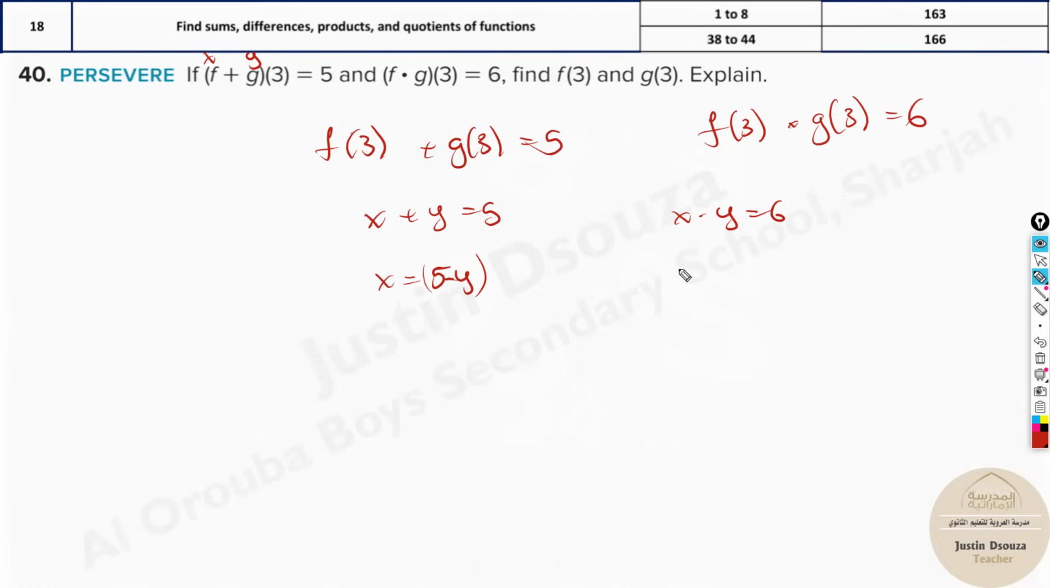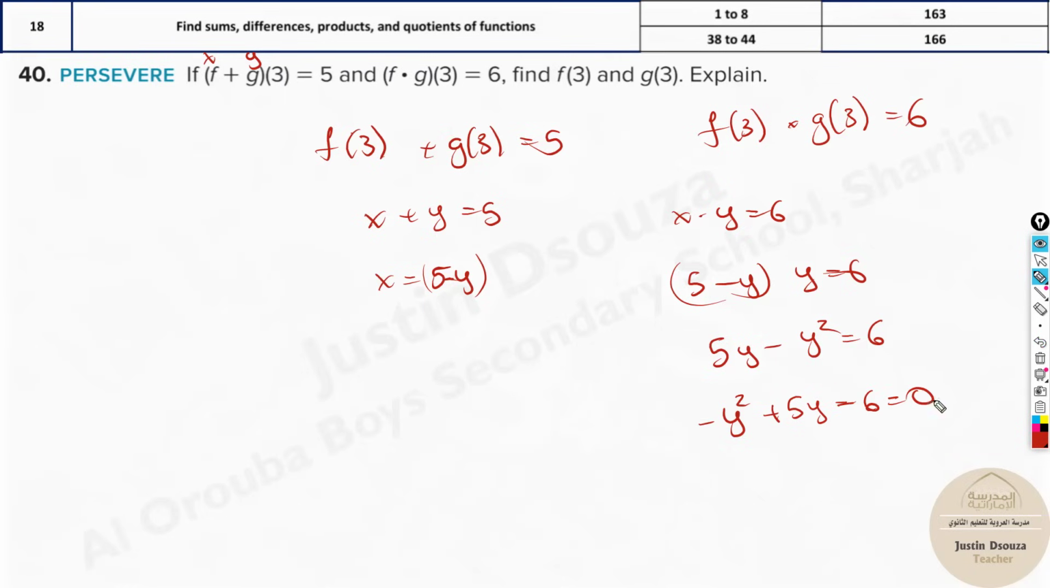Here we know it is x multiplied by y is 6, right? What I'll do is instead of x, I'll substitute this 5 minus y into x times y is equal to 6. Now I got everything in one variable. Let me multiply: 5y minus y squared is equal to 6. Let me bring it all inside. It will be minus y squared plus 5y minus 6 is equal to 0. You can leave it like this or change the sign, it's fine.